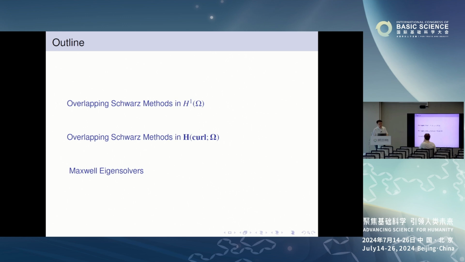In the first part, I will introduce the overlapping Schwarz method, that is, the domain decomposition method in H1 space. In the second part, I will move to how to construct overlapping Schwarz methods, a special domain decomposition method in H-curl space. And finally, I will use the above methods to solve the Maxwell eigenvalue problems. This is the last part of my talk.